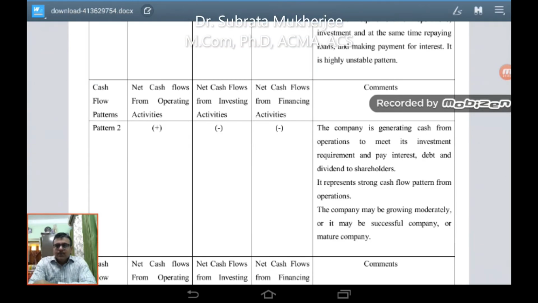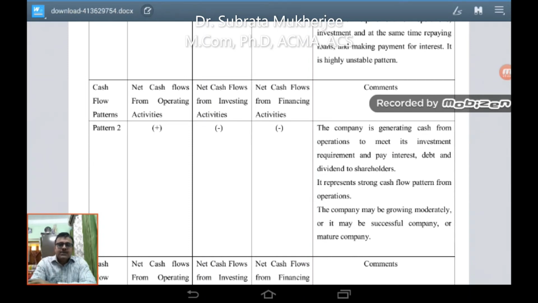Next is pattern 2. When the cash flow from operating activity is positive, cash flow from investment activities is negative and cash flow from financing activities is also negative. This type of firm generally belongs to knowledge-based industries, and is known as a cash cow firm, because from the cash generated from the operating activity, the firm is able to meet its investment as well as financing activities. Not only that, the firm is also redeeming the capital that has been borrowed earlier and which is no more required by the firm.